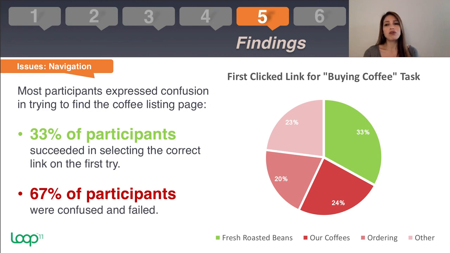Although participants felt the overview look of the site was professional, they mostly commented on one page of the task process. That was the coffee listing page. 33% of the participants found it on the first try. They were able to click on the correct link. 67% of the participants were confused and failed at that task. They couldn't find the link, they couldn't find the page.